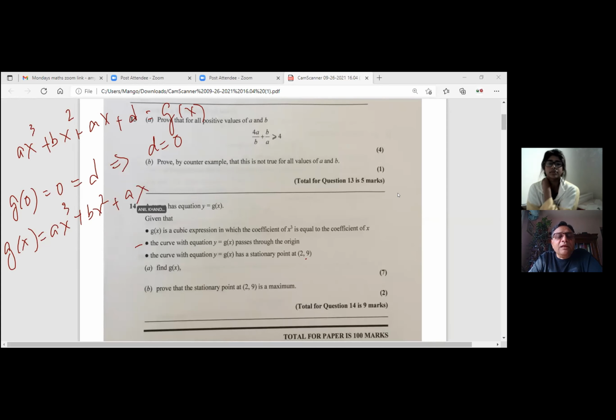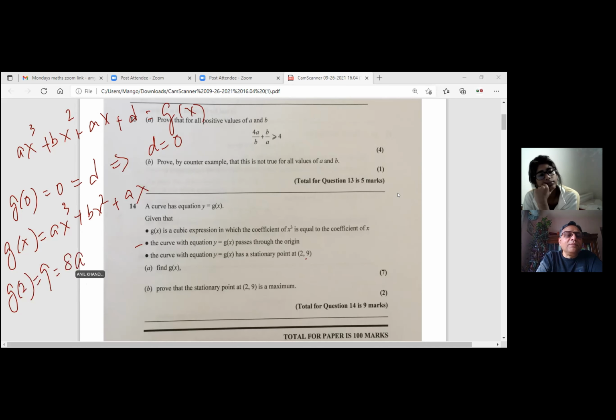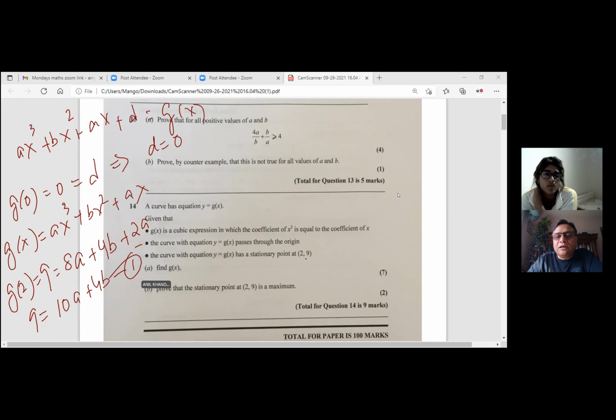Yeah. Next part is the curve with this equation has a stationary point at (2, 9). That means the point (2, 9) is on the curve, right? So we can plug 2 here and we should get 9 as an output. Putting 2 for x, 2 cubed is 8. We get 8a plus 4b plus 2a. Is that clear? So that means 9 is equal to 8 plus 2, 10a plus 4b. So we can call this one of our equations.